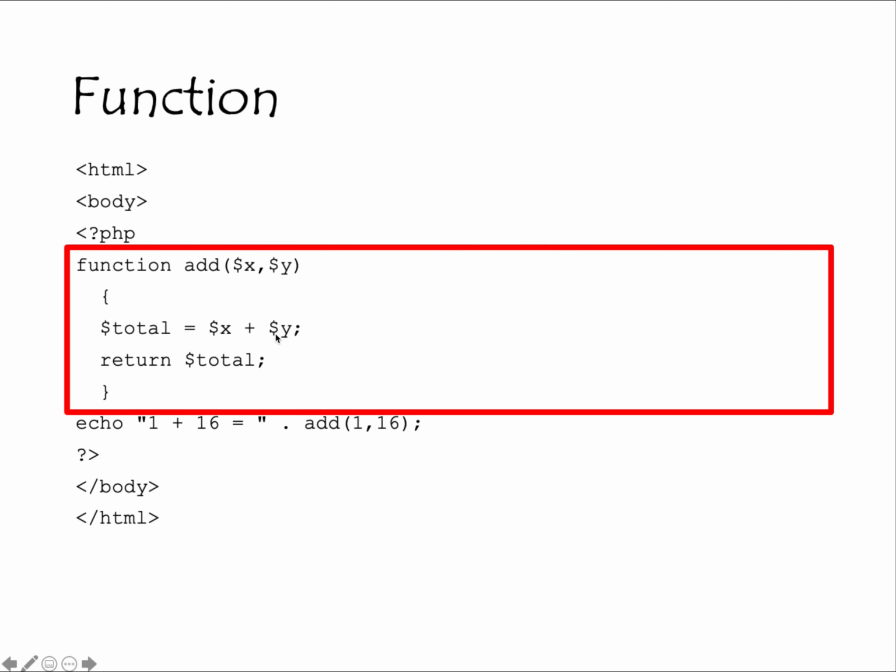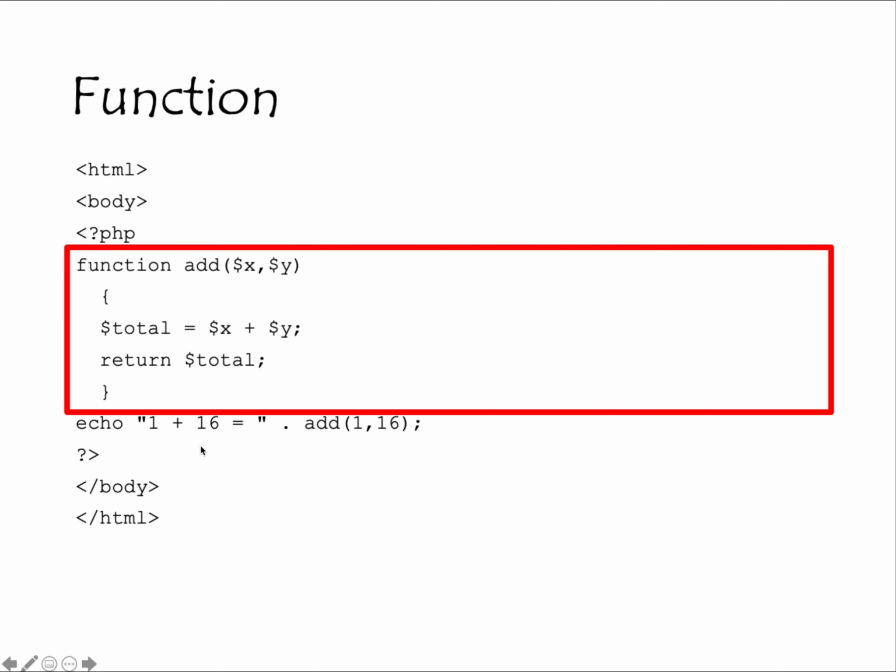So this is a typical function structure, function name with some parameters and how to return the final result. So how to use it? In this next line, we echo 1 plus 16 equals 2, and if we want to know the result, what you can do? We just call this function add, and the 2 parameters 1 and 16 are added. Then after calling this function, the total value will be returned. So the returned value will be just concatenated with this text.